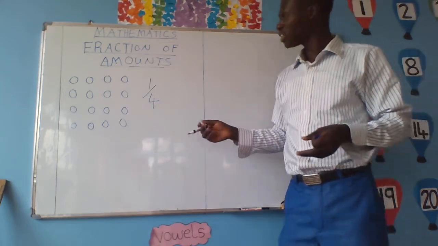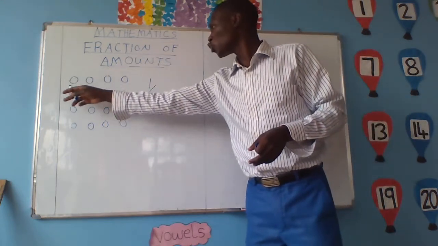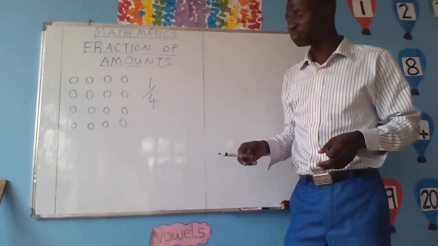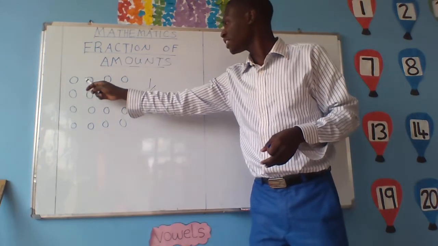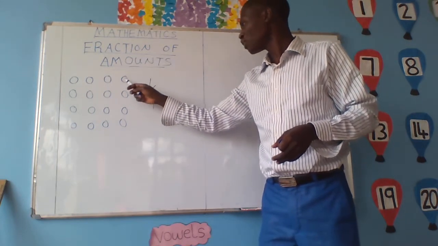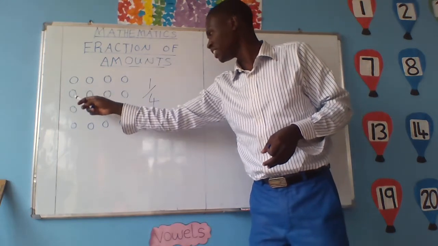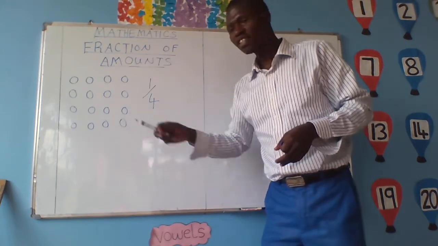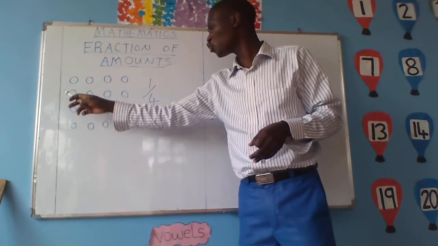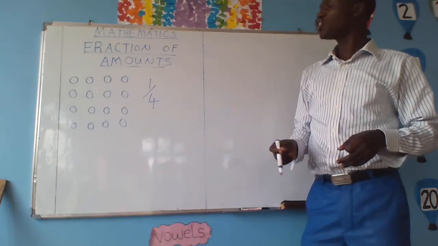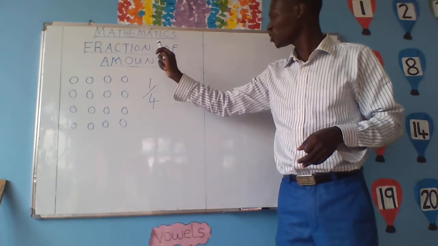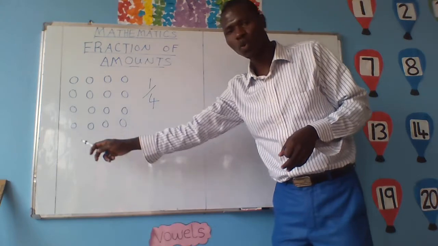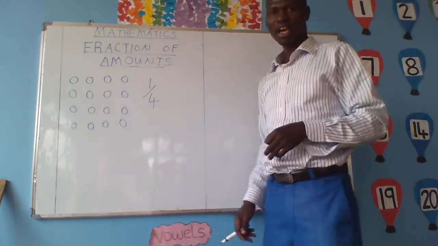For instance, we have these bottle tops here. I don't know the total of them. Let us count them. There is 1, 2, 3, 4, 5, 6, 7, 8, 9, 10, 11, 12, 13, 14, 15, 16. So we have 16 bottle tops. Now we need to find the fraction of amount, a quarter of these bottle tops.